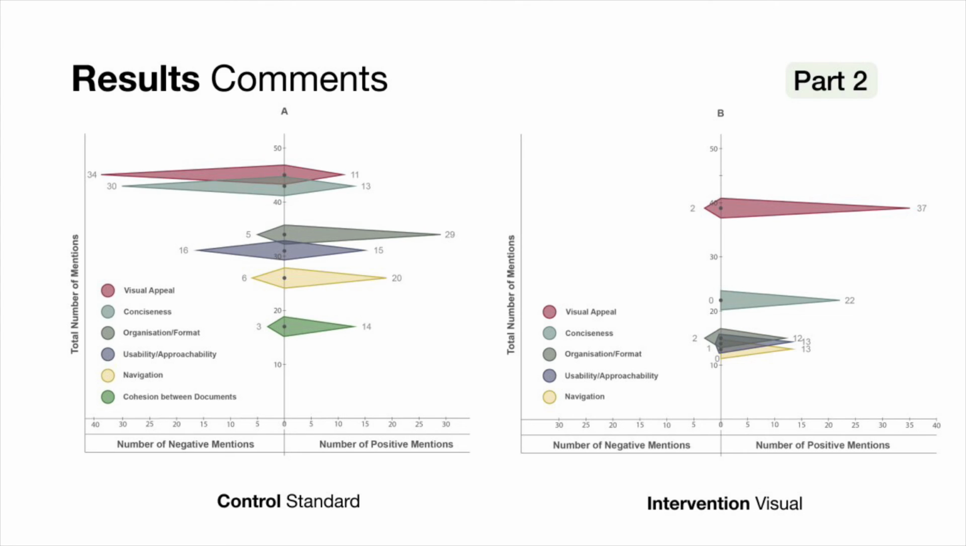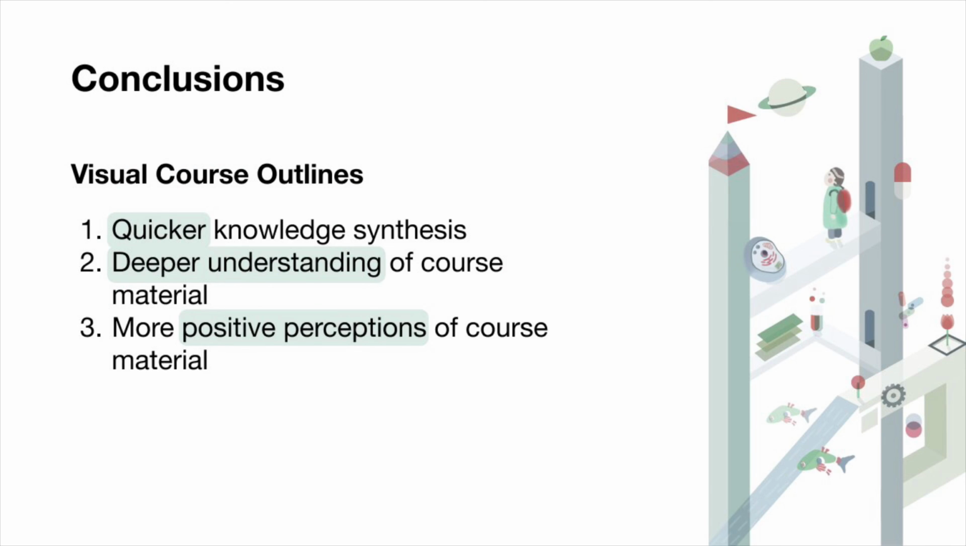So here in the control group that received the standard outline, there's a pretty even split between negative and positive sentiments for these themes. Then when we move over to the intervention group that received the visual outline, there's a shift to the right towards more of a positive sentiment for these key themes. So it's evident that visual course outlines allow for a quicker knowledge synthesis, a deeper understanding, and more positive perceptions of course material.